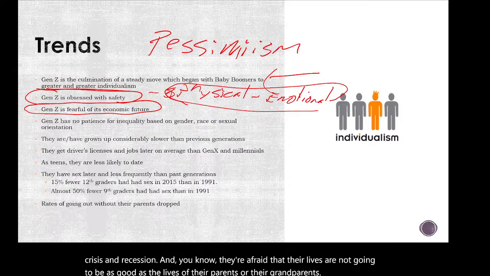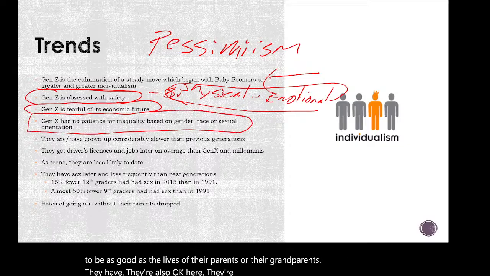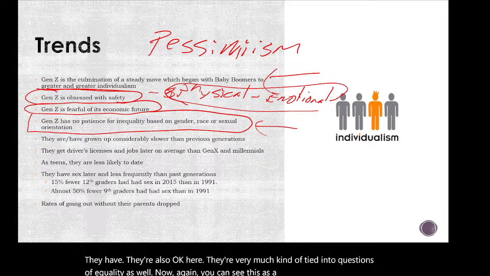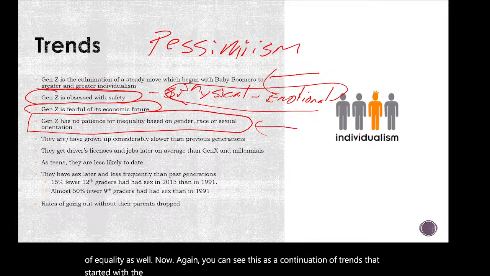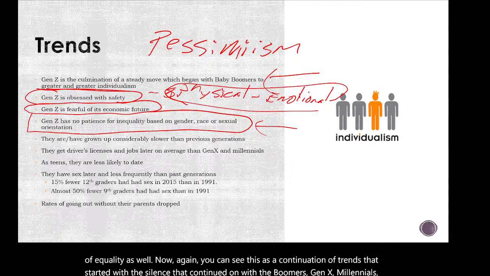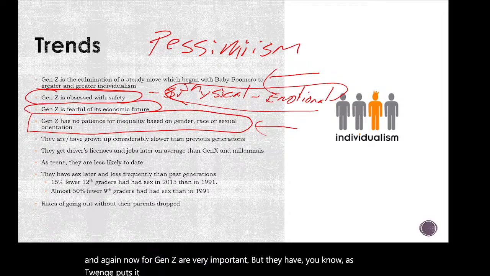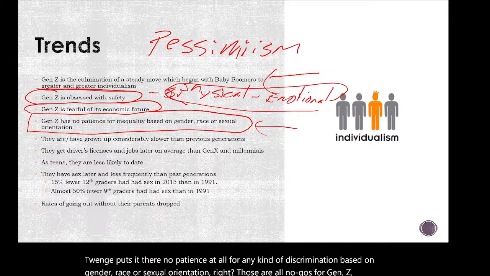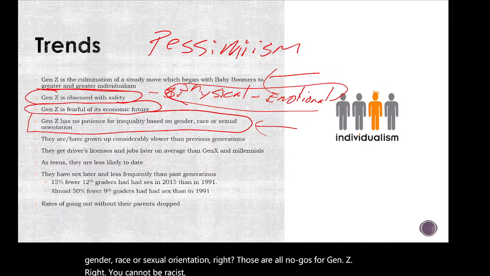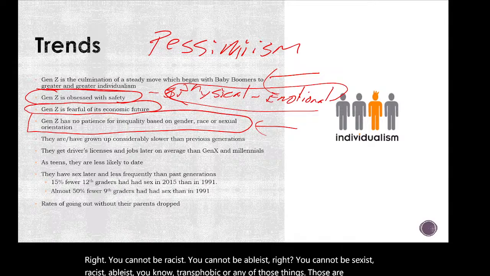They're also very much tied into questions of equality as well. Now, again, you can see this as a continuation of trends that started with the Silent Generation, continued on with the boomers, Gen X, millennials, and again now for Gen Z are very important. But they have, as Twenge puts it, no patience at all for any kind of discrimination based on gender, race, or sexual orientation, right? Those are all no-goes for Gen Z, right? You cannot be racist, you cannot be ableist, right? You cannot be sexist, racist, ableist, transphobic, or any of those things. Those are all verboten amongst this generation.